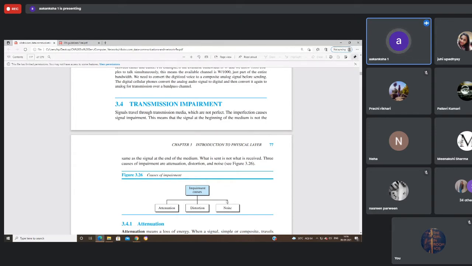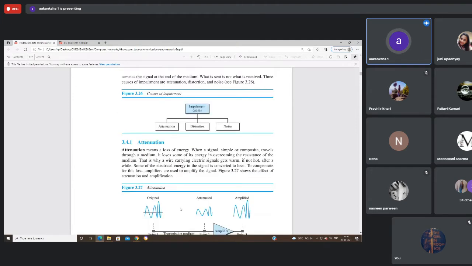On attenuation, we discussed yesterday that the electrical signals transmitting through the wire generate heat. Just hold on for a moment.